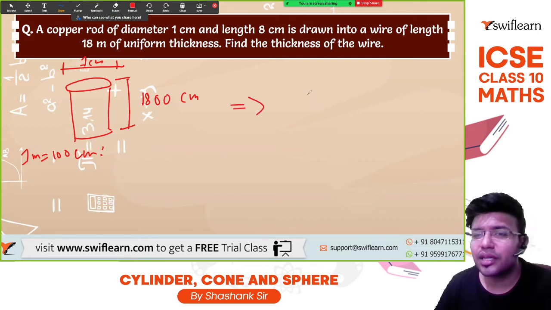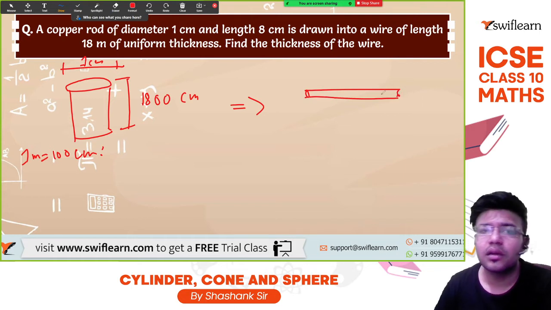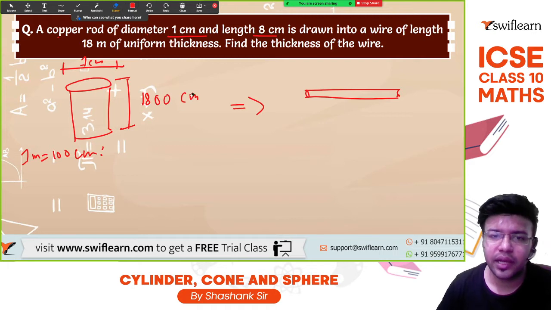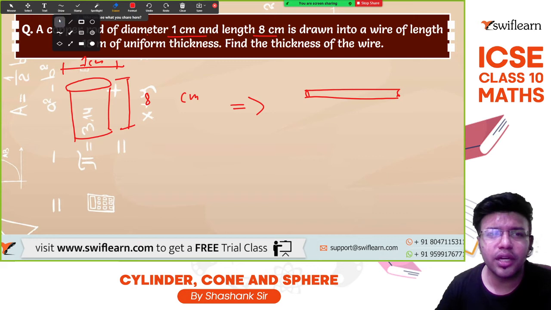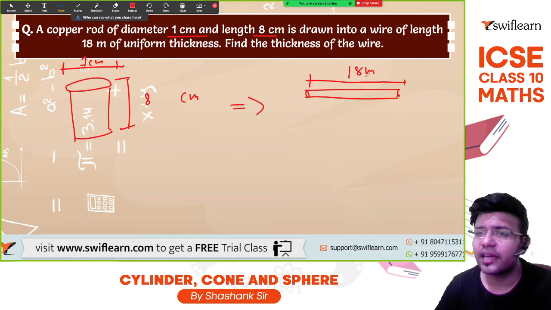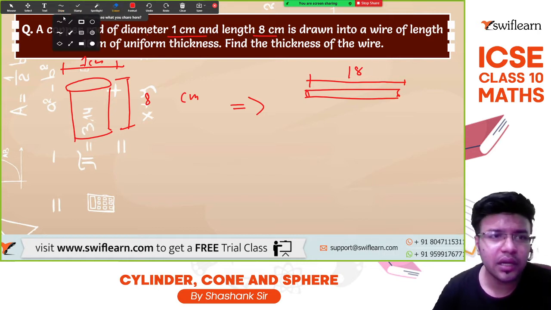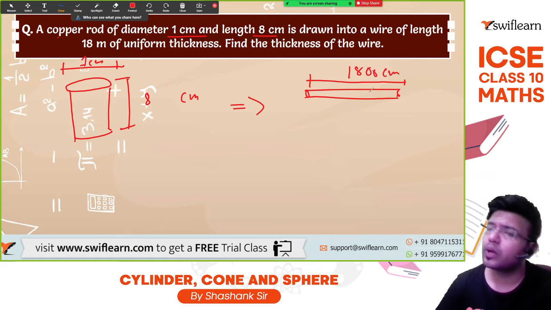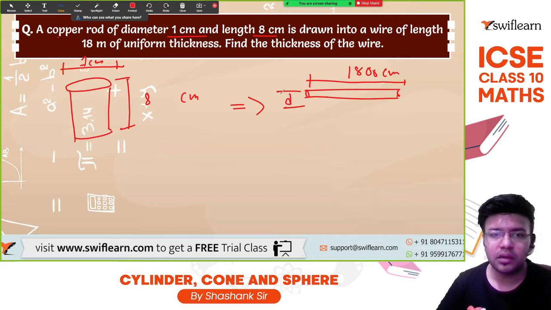This is recast into a thin wire. So see here, a copper rod of diameter 1 centimeter and length 8 centimeter is drawn into a thin wire of 18 meters. The length of the wire is 18 meters. Let me convert this in centimeter, which is 1800 centimeters. 1 meter is equal to 100 centimeter. Find the thickness. Thickness means find the diameter.